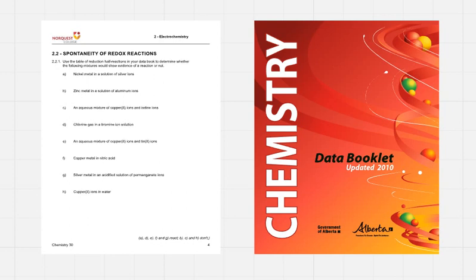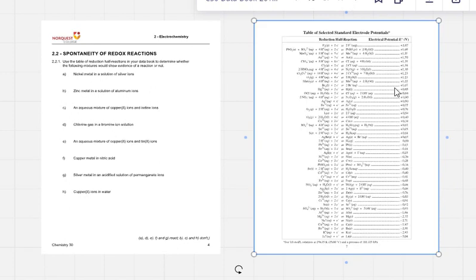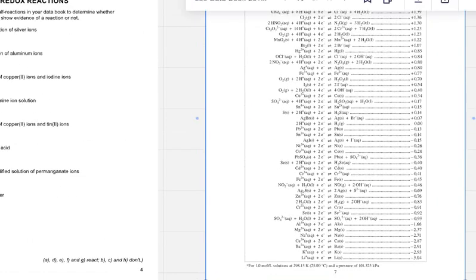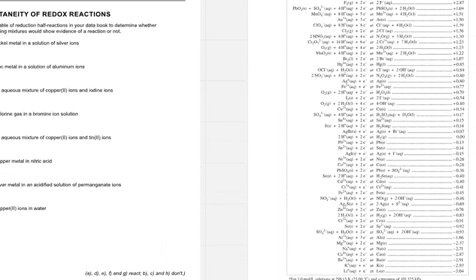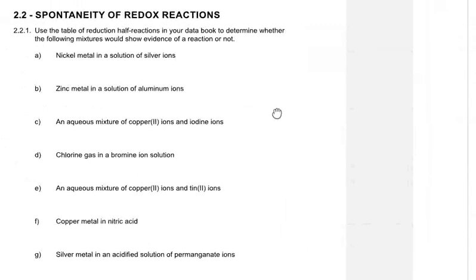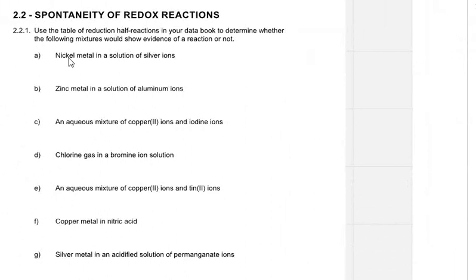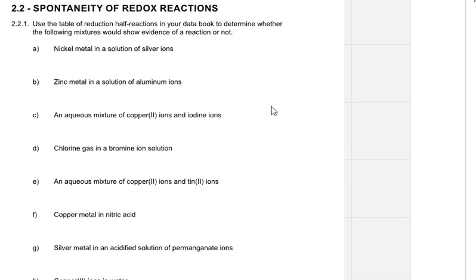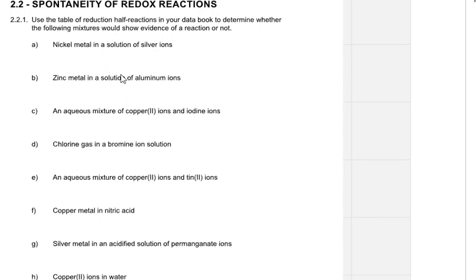So to tell the difference, we need some information out of our data book, and specifically, we need the table of selected standard electrode potentials on page 7, which we often just call the redox table. And so we're going to be pulling numbers out of that as we work our way through this. The questions that they give us are just, here are some mixtures that contain either pure substances or ions or some of each. And the question for each of these is, will anything happen if we put these two species in contact with each other? So let's see how these questions look.